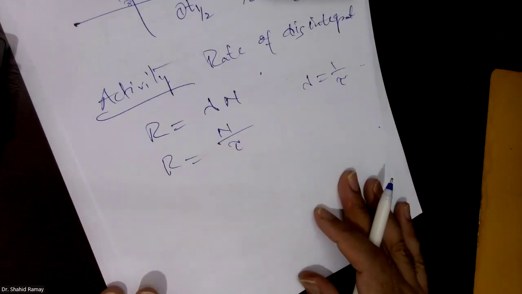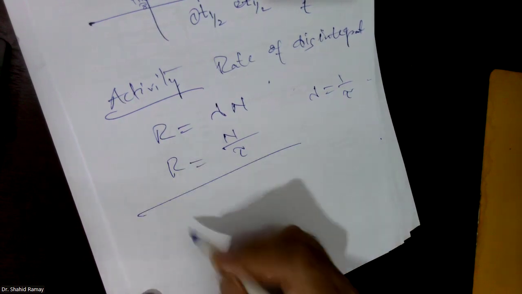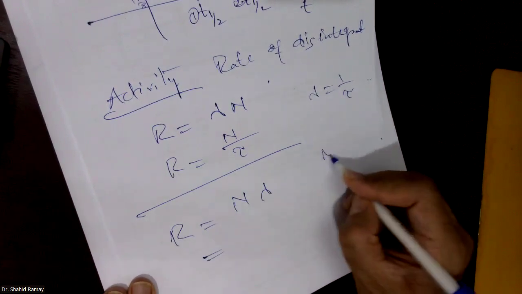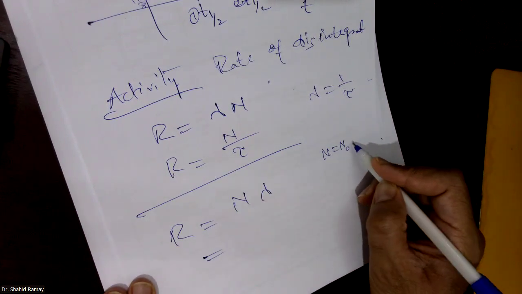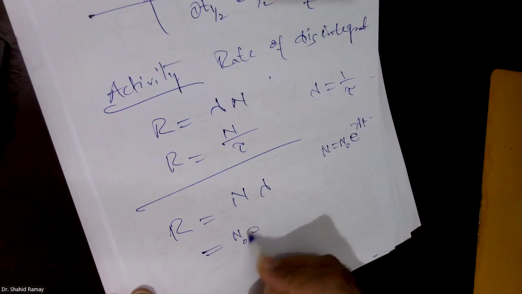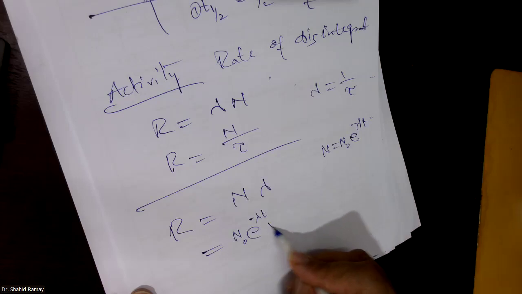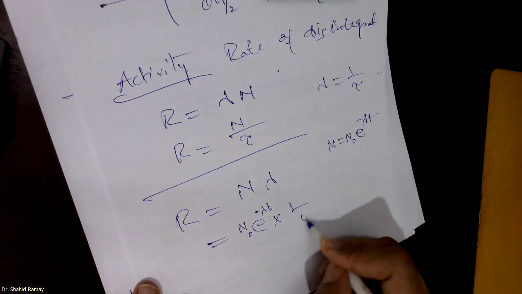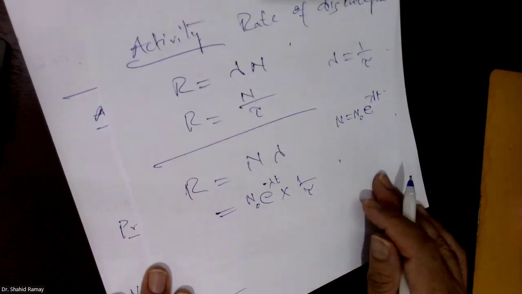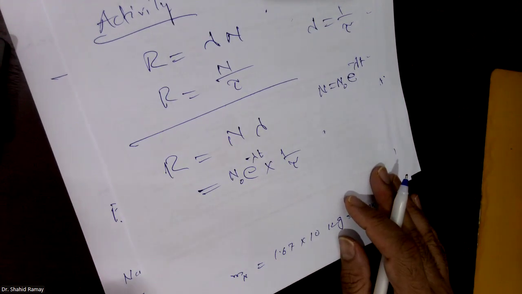But sometimes you have to put the formula in this way. Let's see, activity is equal to, I'm writing N lambda. N is equal to N naught e raised to power minus lambda t also. So you can write here e raised to power minus lambda t into lambda, and lambda is what? 1 over tau. You can write like this. So it depends on the data, what kind of data is given and how you will find the value.